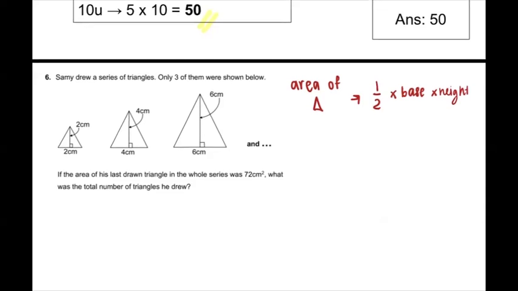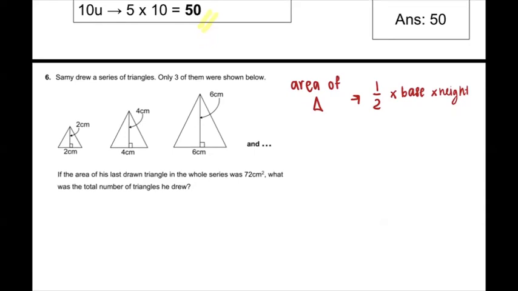All right, so half times base times height. So you can apply this formula to find out what is the pattern. Okay, now, so since the area of the last drawn triangle in the whole series was 72, you should be able to find the base and the height. Okay, so ask yourself, look carefully, what is the pattern that you see so far?